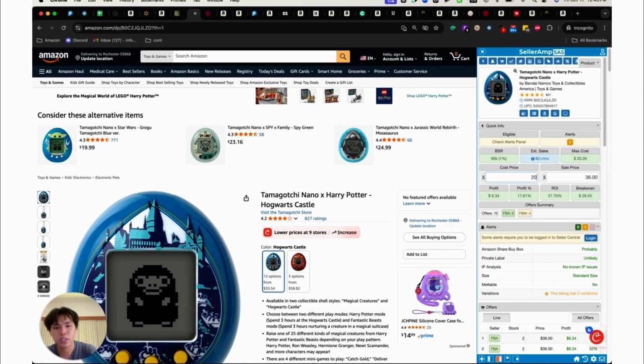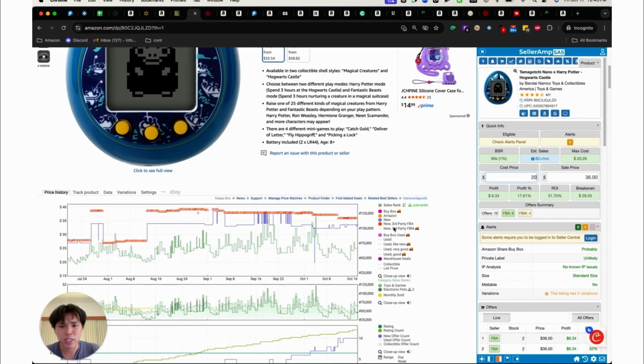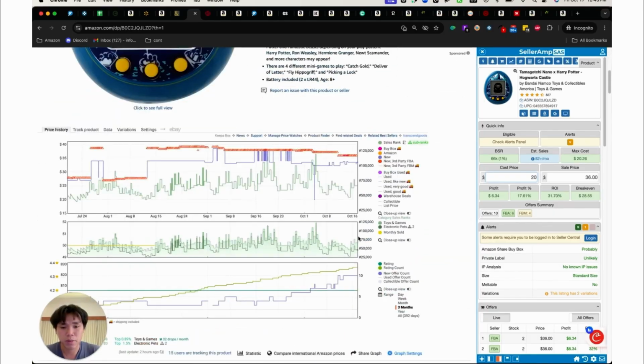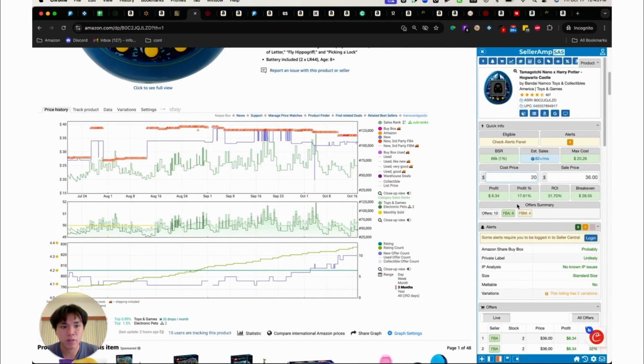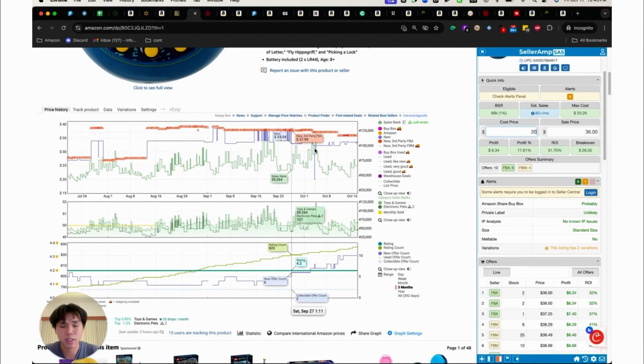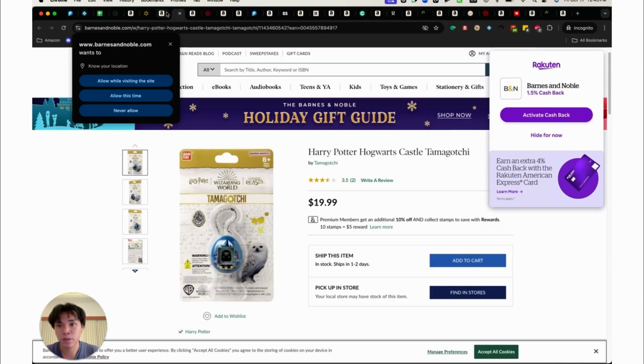But if you throw this for $20, it's still profitable. I don't like it though, because it's selling a little bit slow. There's no buy box, and as you see with the offer count, it's climbing up. So even if it's profitable, it's not selling too crazy. So this is probably something I wouldn't want to invest my own money in, personally.